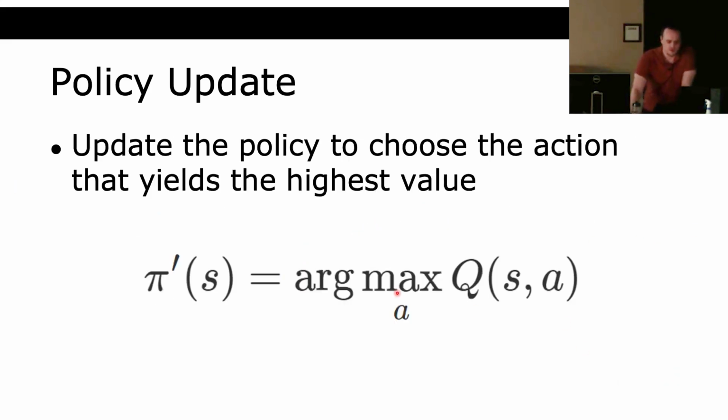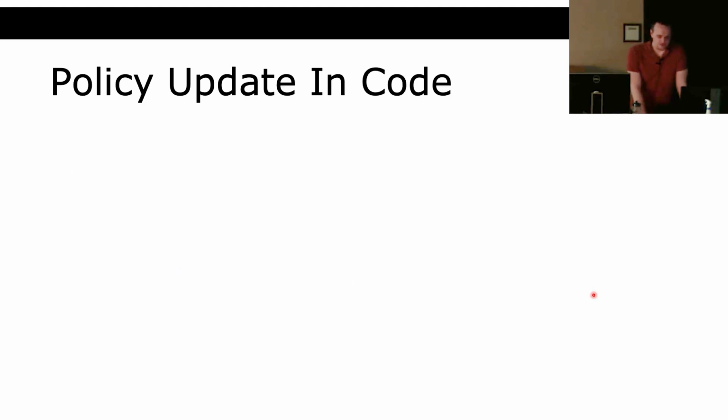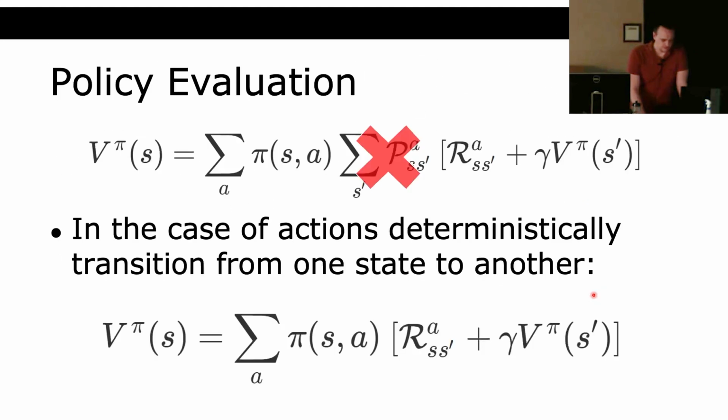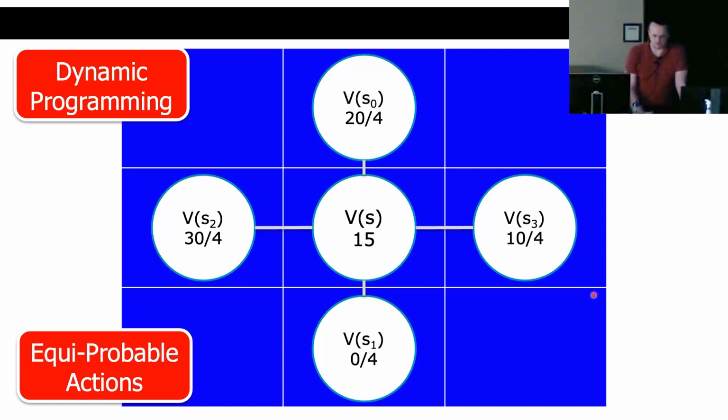So what we do is that pi prime, again, prime meaning the next one, so the next iteration of our policy, pi prime of s, it's just going to be the action that maximizes Q of SA, right? That's it. So if I figured out the value of all my corresponding states, then Q of SA is going to be related to those values, and I'm just going to take the action that maximizes that value. So here's the policy update in code. Now, let me just go back here for a second to illustrate something.